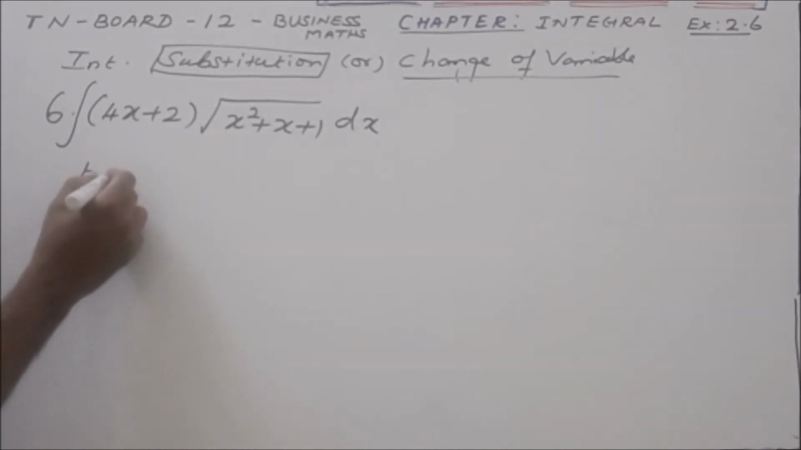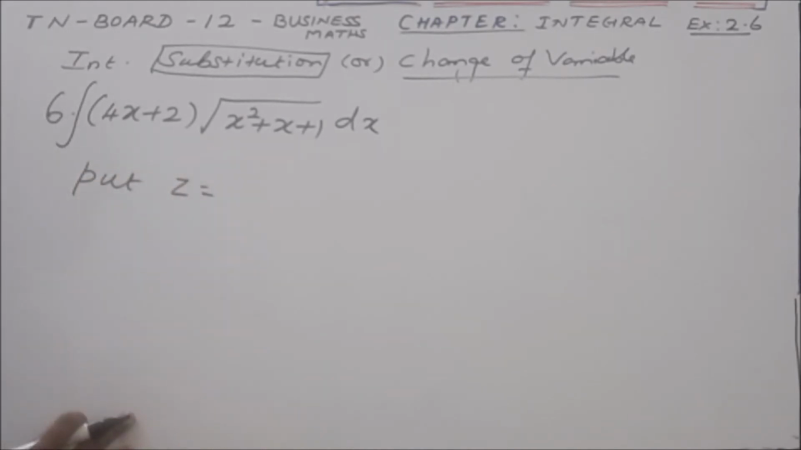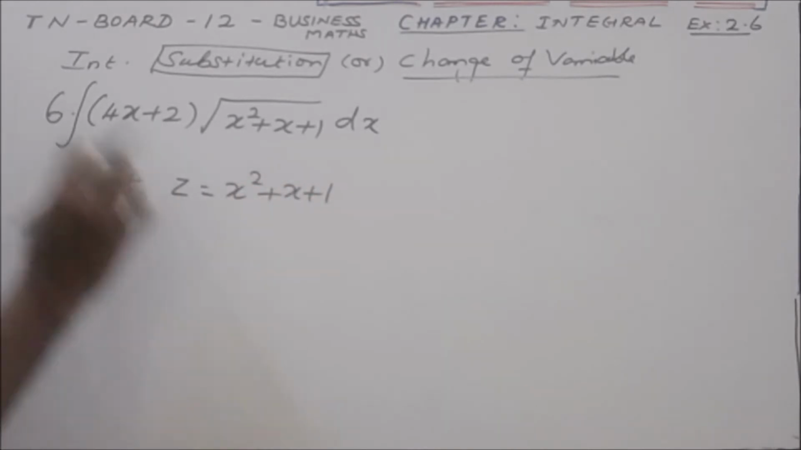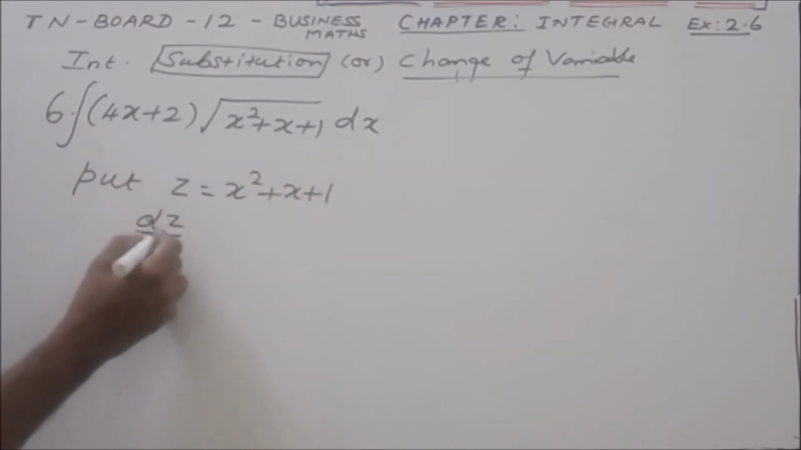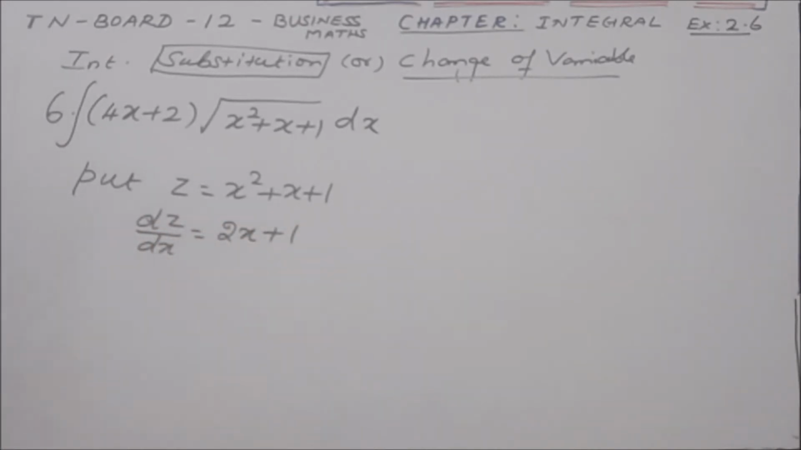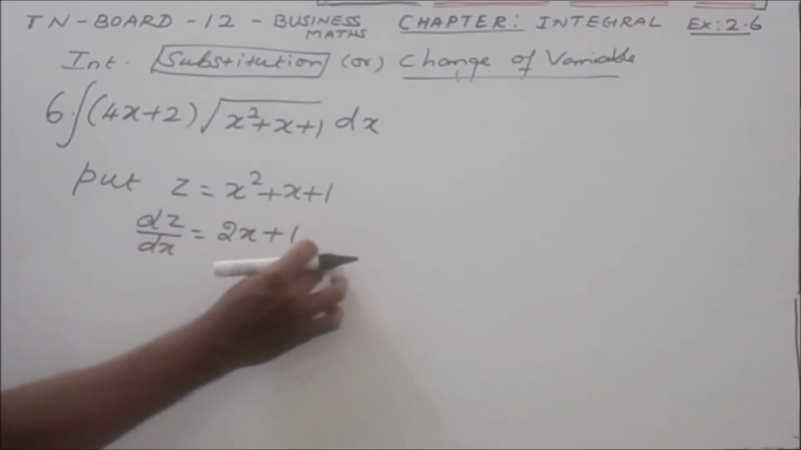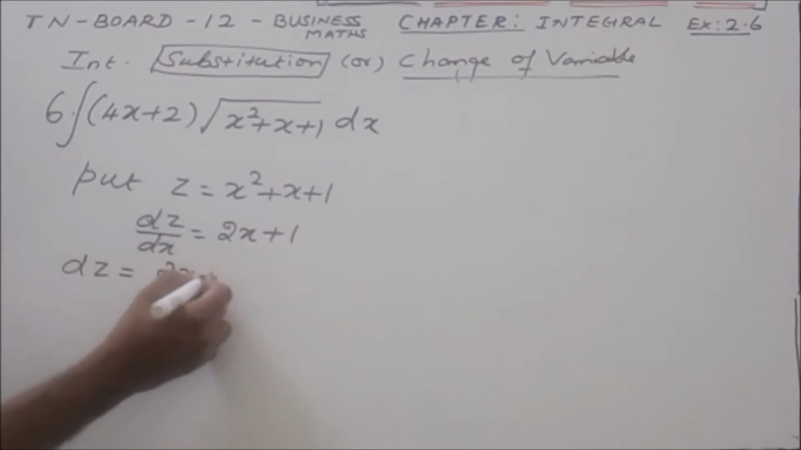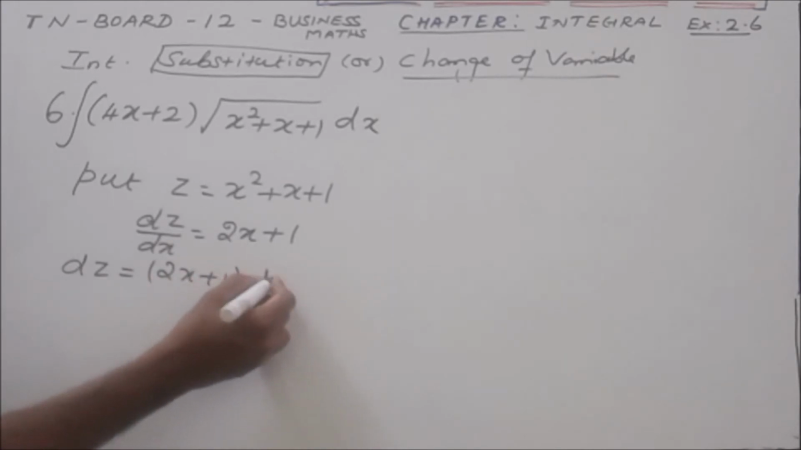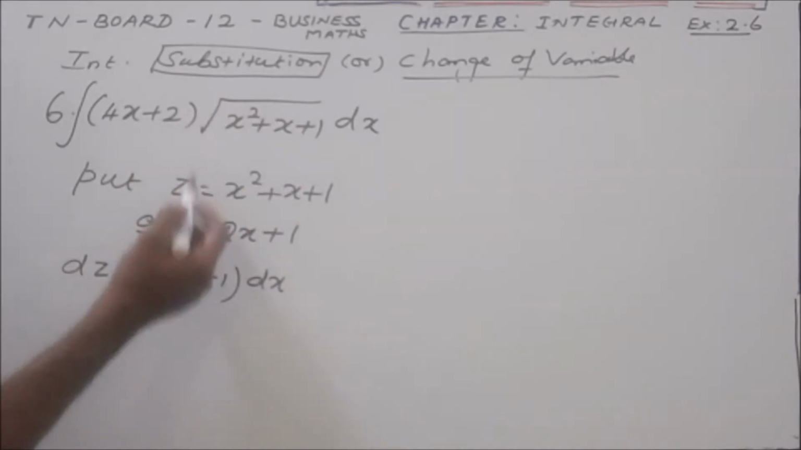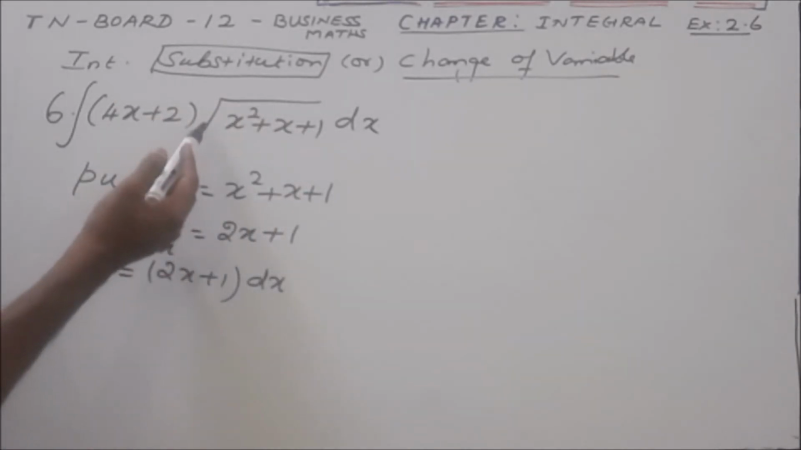Put z equal to x square plus x plus 1. Differentiating, dz by dx is equal to 2x plus 1. Here differentiation takes place. So dz by dx is 2x plus 1, and dz equals 2x plus 1 into dx. Now the root of x square plus x plus 1 will turn into root of z when substituted.